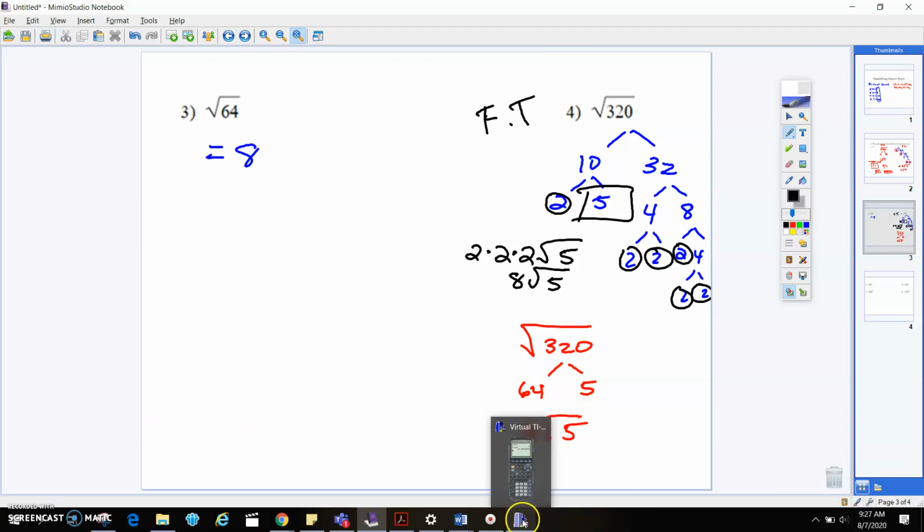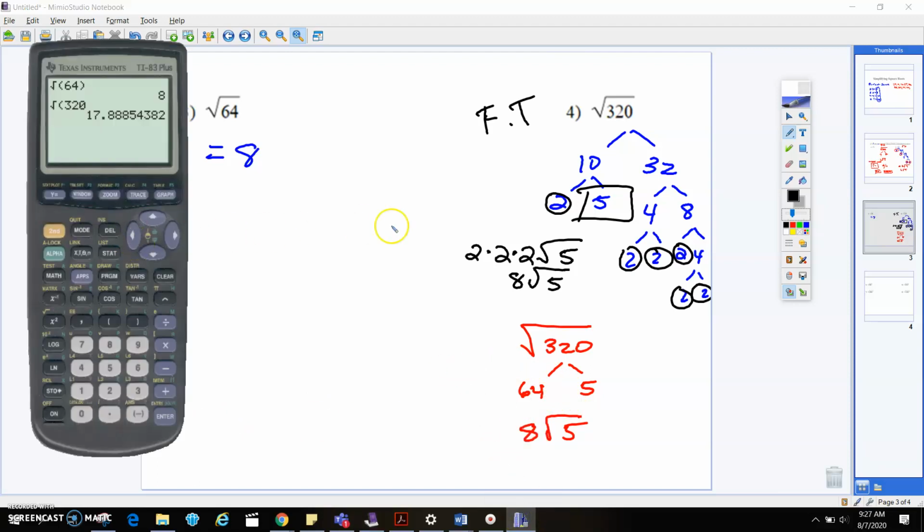One thing that I want to mention, one quick way to check and make sure that you've simplified it correctly is if you type in the original square root into your calculator, you'll get this decimal. And then take your final answer and type it into the calculator. So my final answer was 8 square root of 5. I'm going to type 8 square root of 5 and hit enter. And if these two numbers match up and you don't have any more perfect squares underneath this radical, you did it right. So just one quick way to check it.